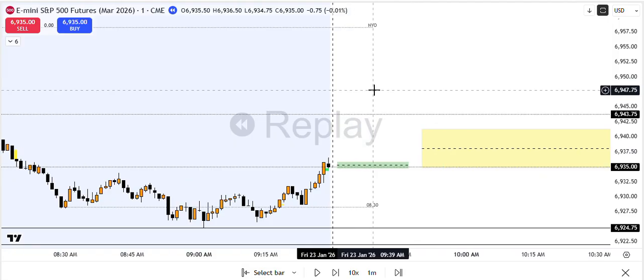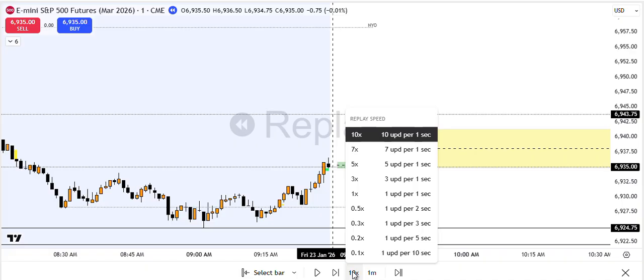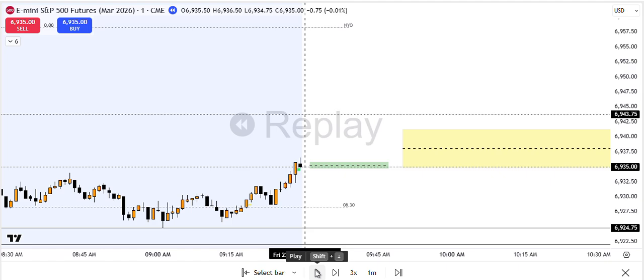The first thing I'm looking for now is direction. So let's play this, speed 3. So the first 5 minutes is crucial, but I'm looking for direction. And that direction should happen within sort of 30 to 45 minutes. So what I'm looking for is between 9:30 and 10:15-ish, 10:30, I'm looking for direction to form.